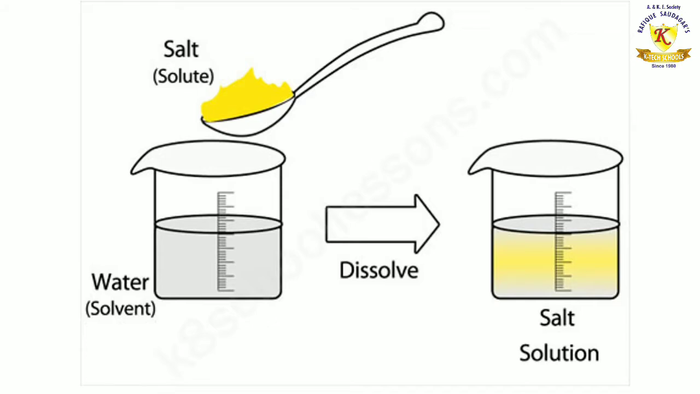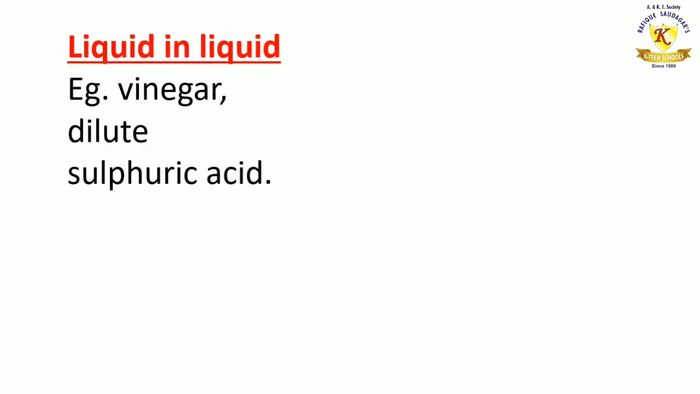See here, we have mixed salt with water. Salt dissolves in water, then we get a salt solution. Now, apart from this, solutions can also be of the type liquid in liquid, for example vinegar, dilute sulfuric acid.